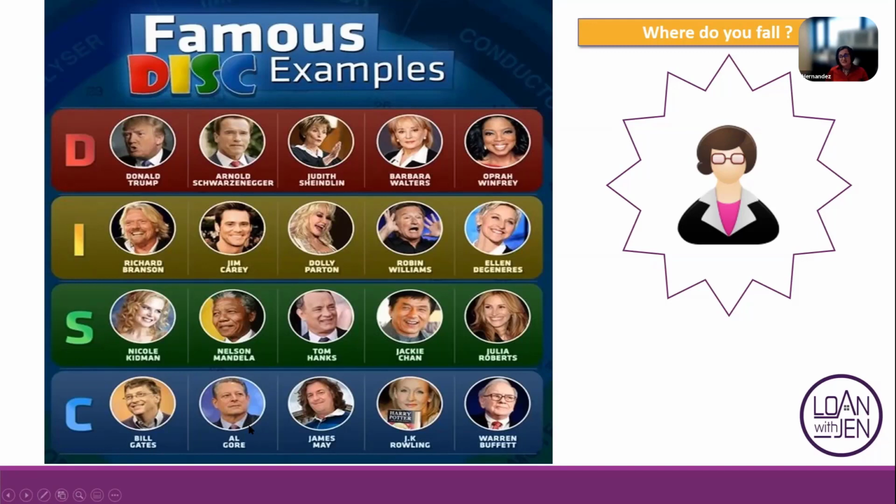Now the C's, remember, they're more like engineer-like, numbers, to the point, very specific. They probably just eat Excel spreadsheets for breakfast. Bill Gates, Al Gore, James May, J.K. Rowling, and Warren Buffett. So now that you can imagine some of the people that you probably recognize and know, that helps you understand a little bit more, just quickly, about the DISC. Okay.